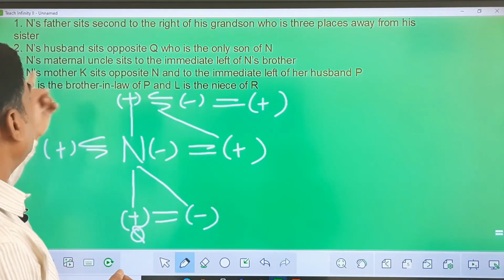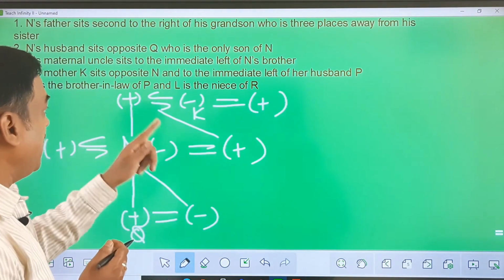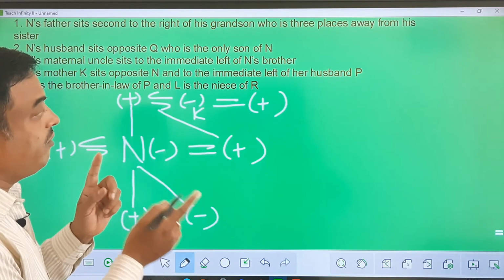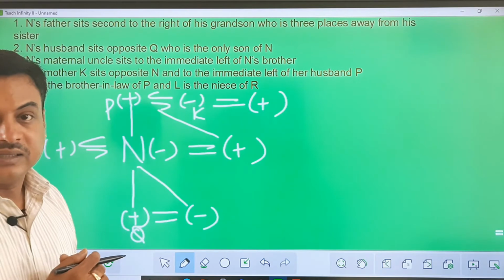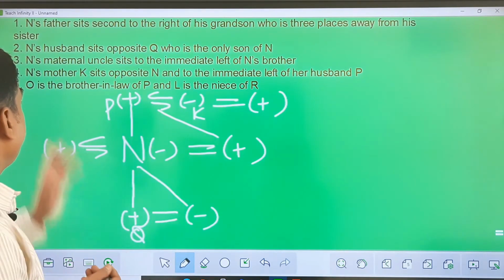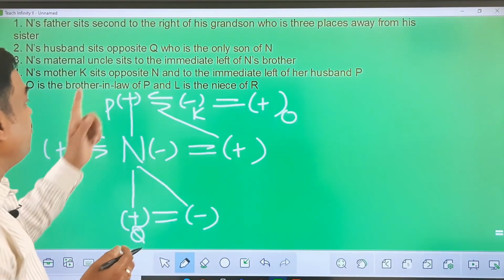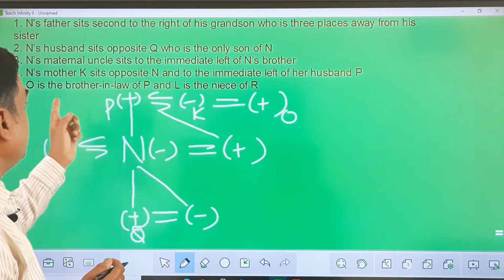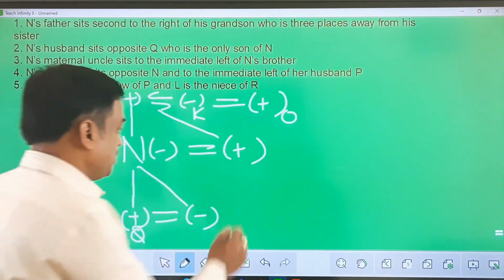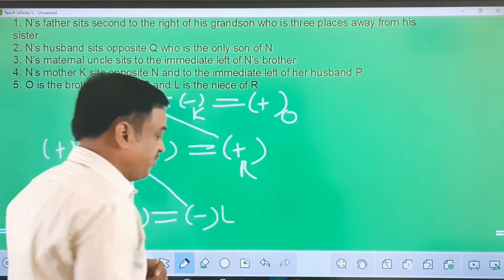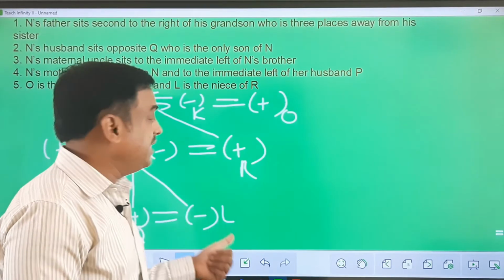For that, N's mother K sits opposite to N and to the immediate left of her husband P. So here this person has to be P. So we got to know other two characters here. O is the brother-in-law of P, so this person has to be O. And L is the niece of R, so this person is R and this person has to be L. Sister's daughter is called niece. So based on that I got the family tree.